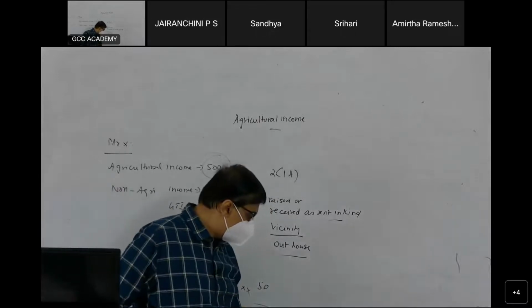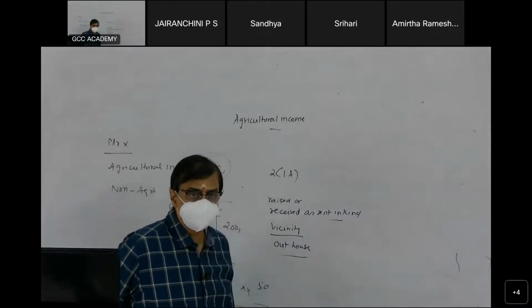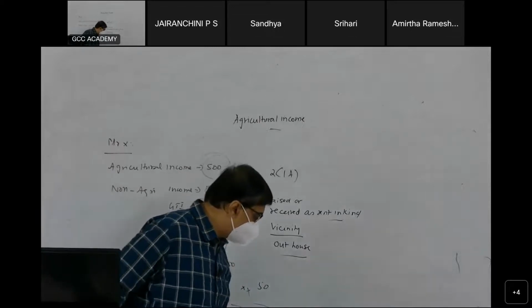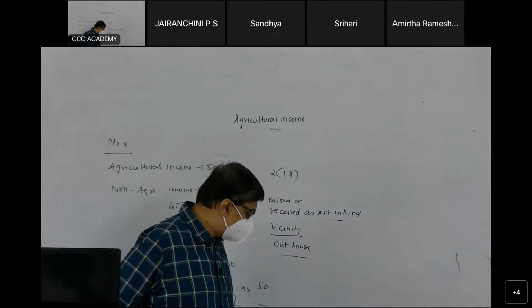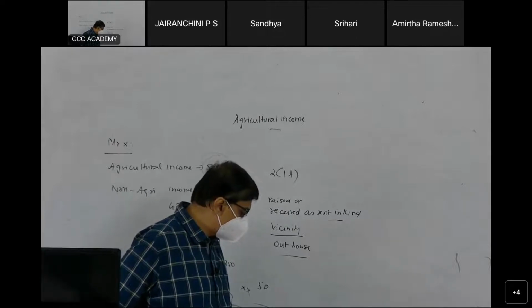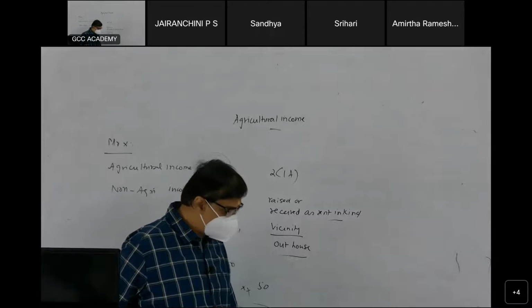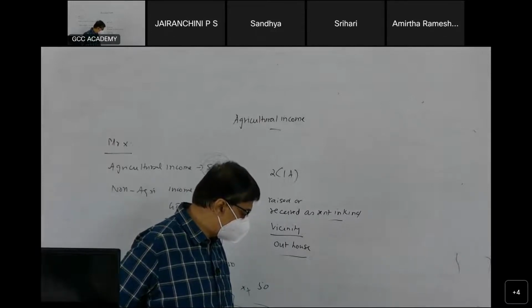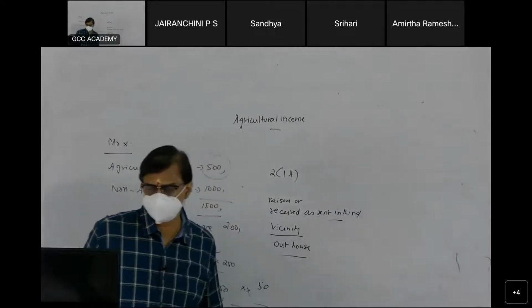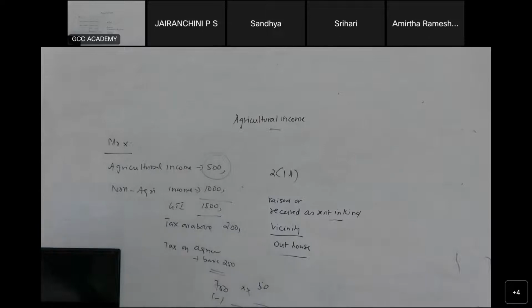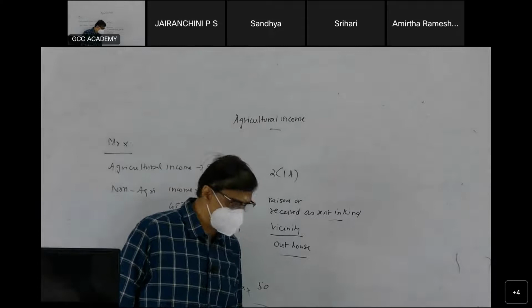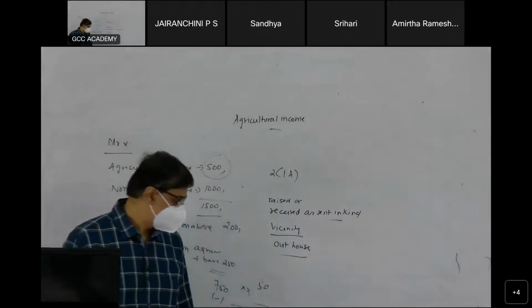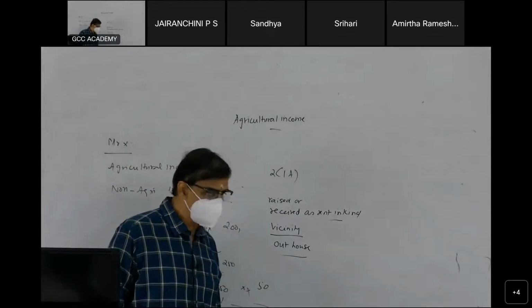The next point, I'll repeat. The cultivator or receiver of rent in kind should, by reason of his connection with the agricultural land, requires the building as a dwelling house or as a storehouse or other outbuilding.